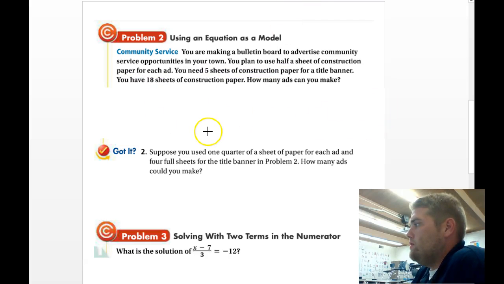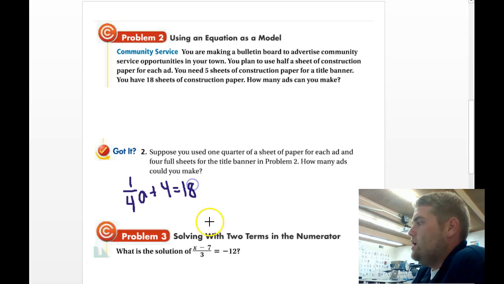On the next part of the problem, it says suppose you used 1/4 sheet of paper for each ad. So we're just going to change that to 1/4 per ad, plus we only wanted to use 4 sheets for the title, so plus 4, and we still have 18 sheets. Okay, so once again, just like the last problem, the only thing that changed is the 1/2 turned into 1/4 and the 5 turned into 4, but the same exact process.